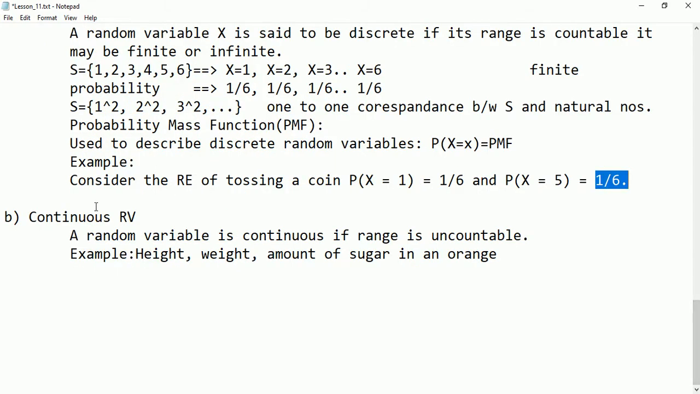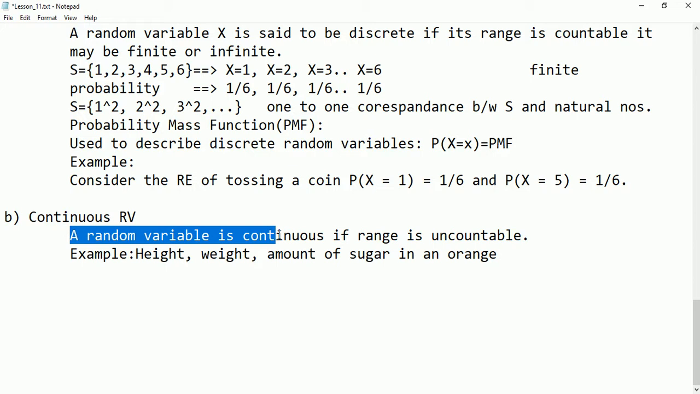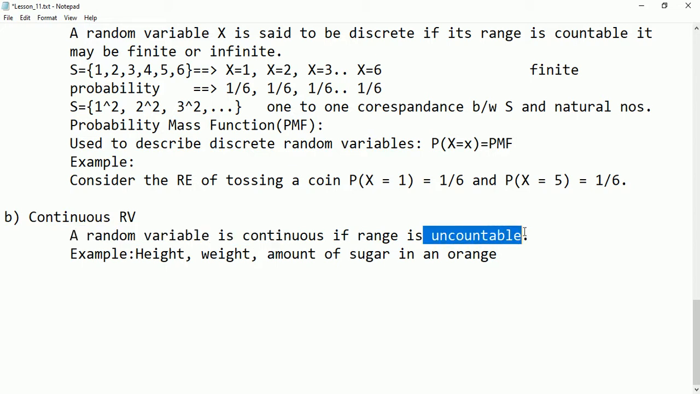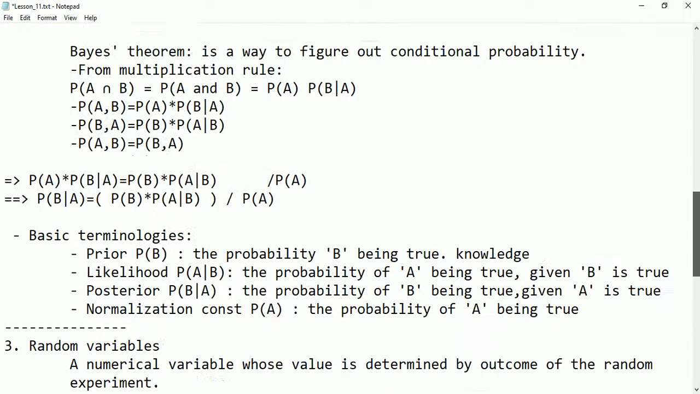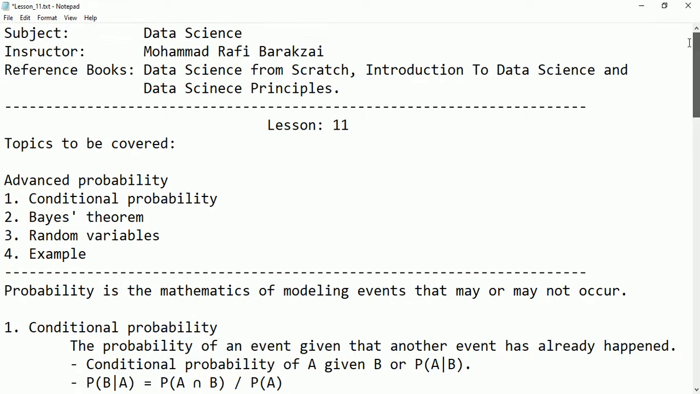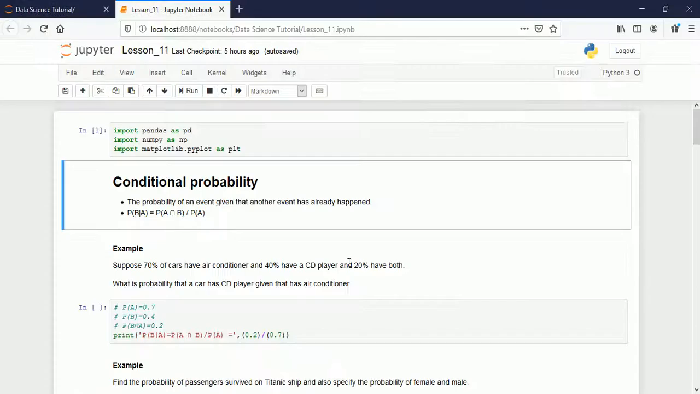And then the last one we have here, continuous random variable. A continuous random variable means a random variable whose range is uncountable. So they are not whole numbers, they can be in the form of fractions as well. For example, the height, the weight, the amount of sugar in an orange, like that, they are called continuous random variables. So now let's see some examples.